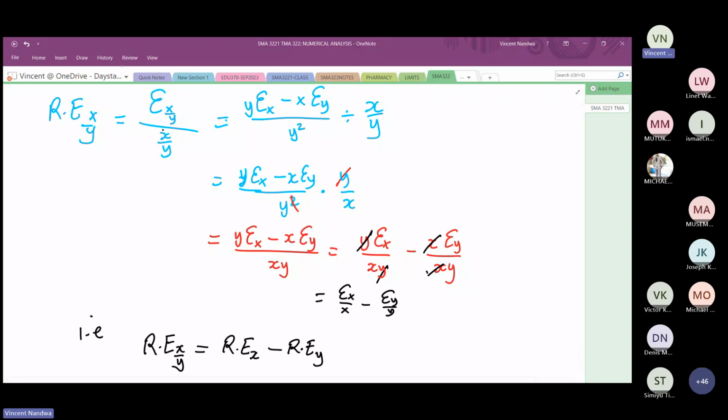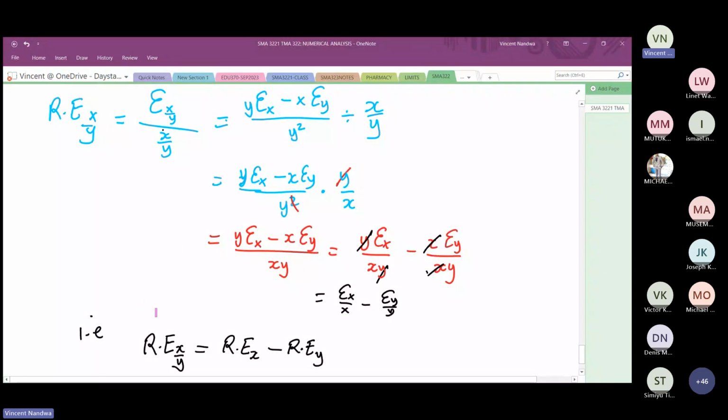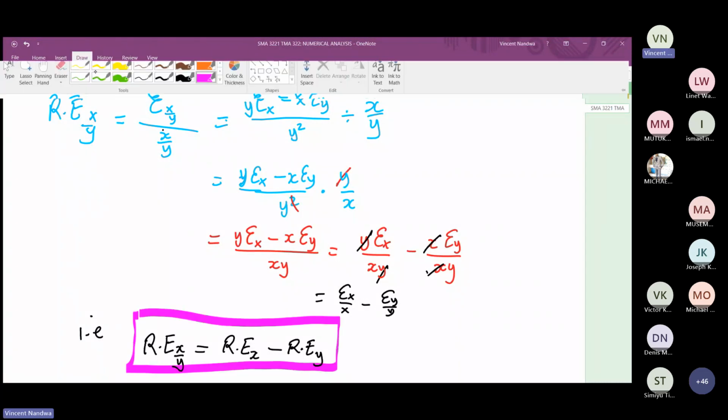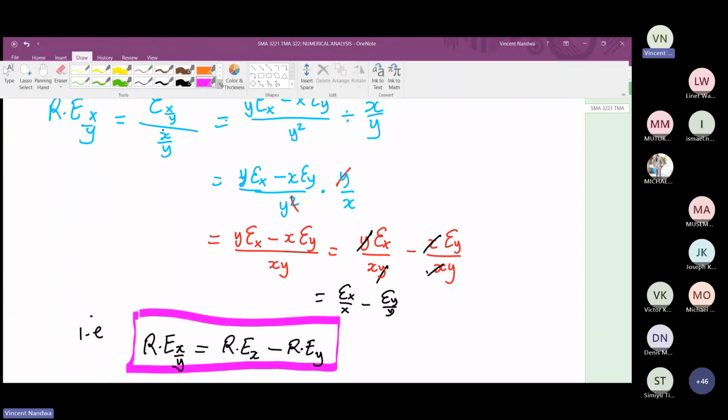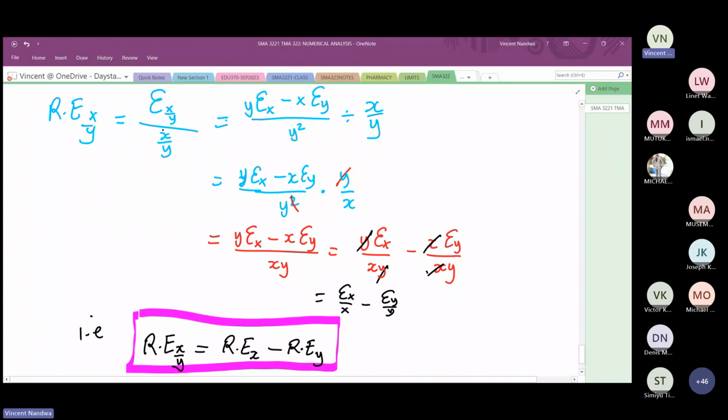So as you saw, the relative error in the product of two quantities can be expressed as a sum of the relative errors. Similarly, the relative error in the division of two quantities can be expressed as the difference between the relative errors.